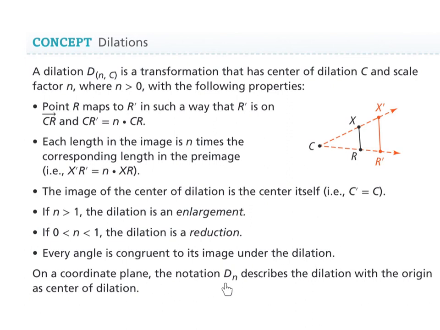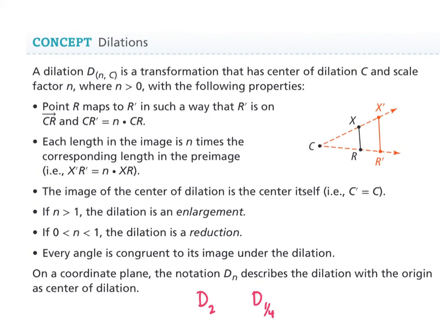Last thing about notation of dilations: if your notation is just D with a subscript n, where n is a scale factor, so maybe it says D2 or D1/4, what that's indicating is that the origin is the center of dilation, and that number down there is the scale factor. So in something like this, we would be enlarging our pre-image by a scale factor of 2. A dilation like this is a reduction with a scale factor of 1/4. But again, because it doesn't have a comma and then a point, we're centering our dilation at the origin.